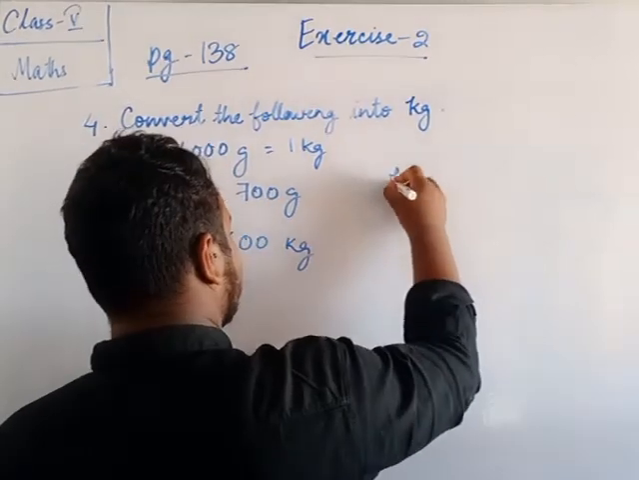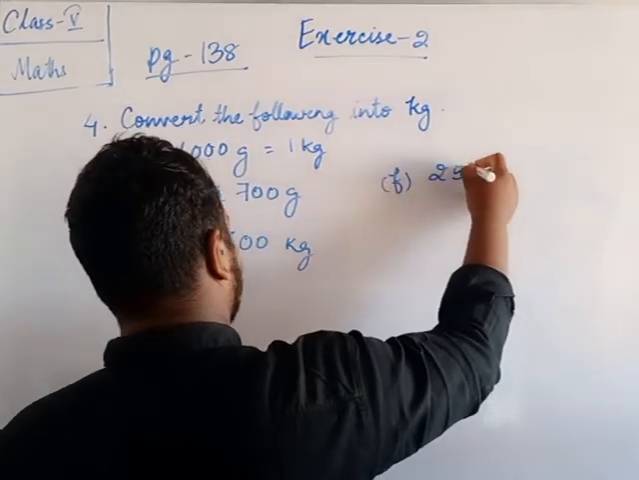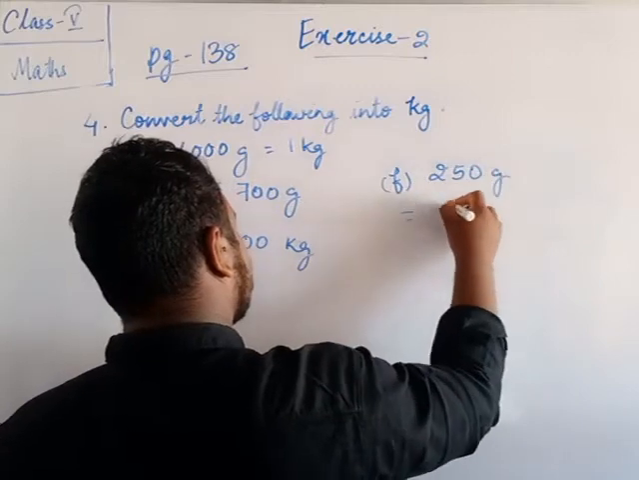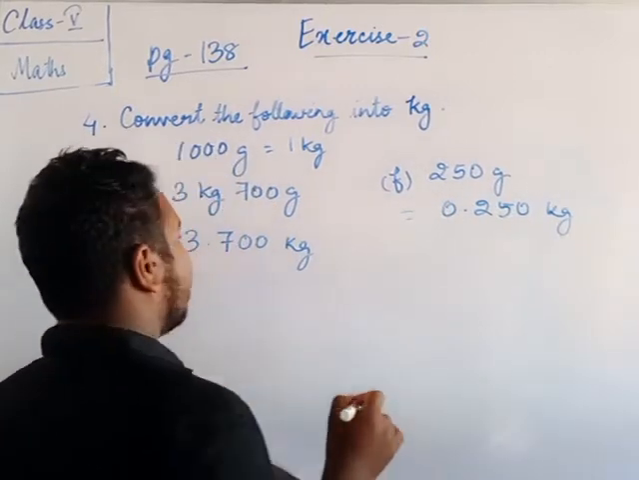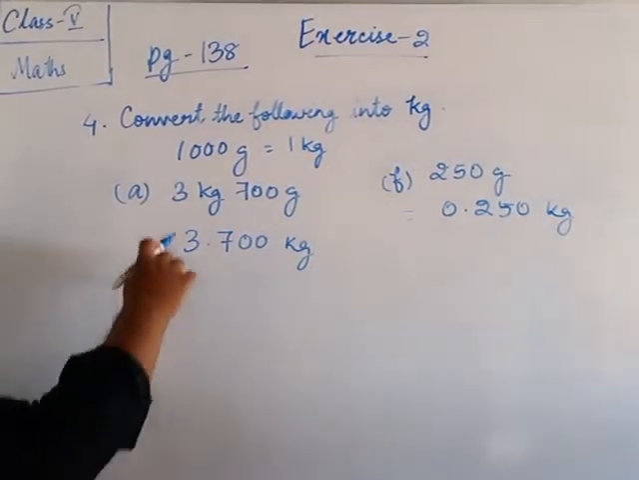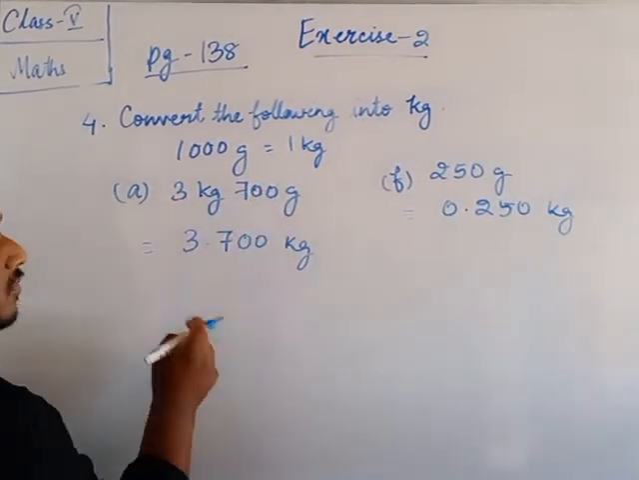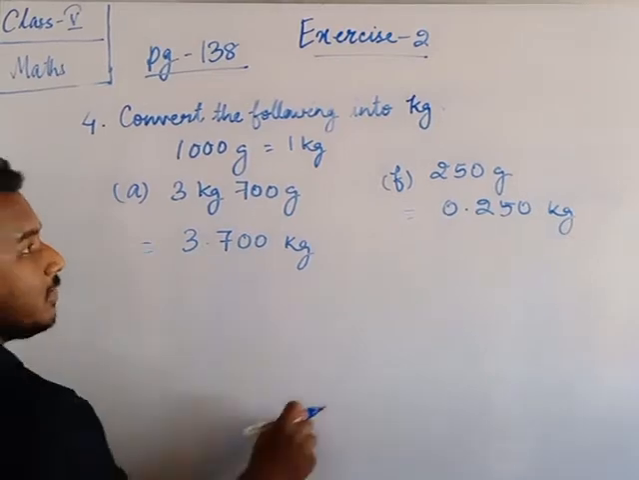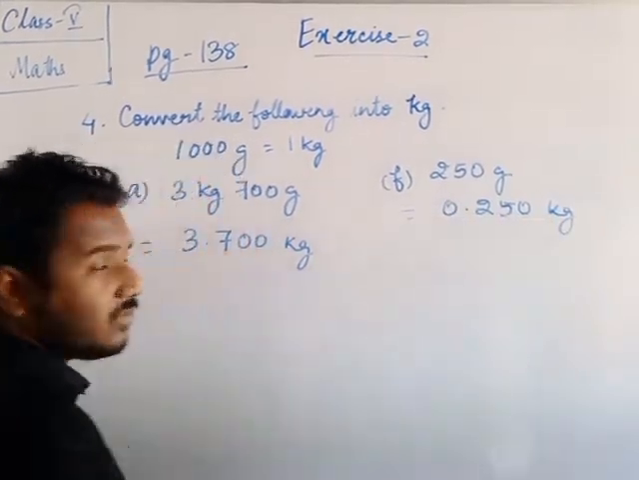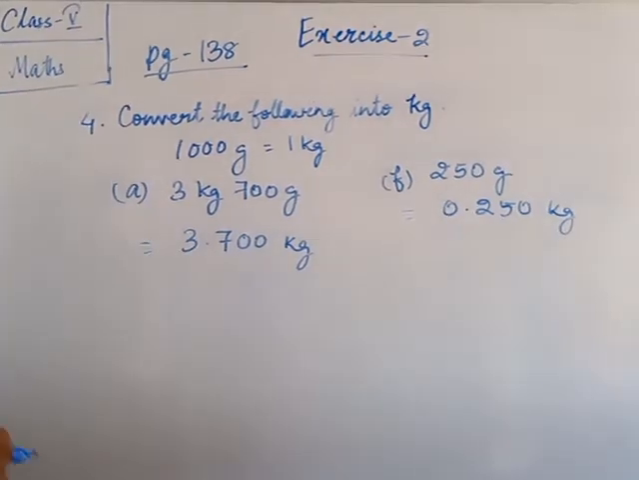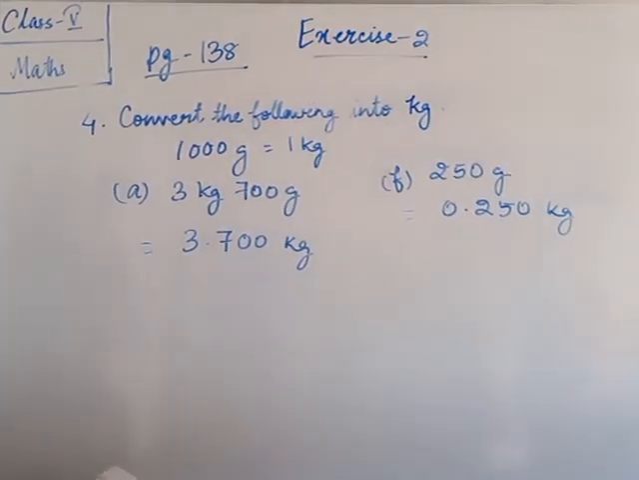Then F number, 250 gram. Very simple, 0.250 kg. Total you have to make 4 digits: 1, 2, 3, 4. Here 2, 5, 0 is there, so 1 is not there, so 0. This much, 4 digits. Clear? After the kg digits you have to put a dot. That's it.